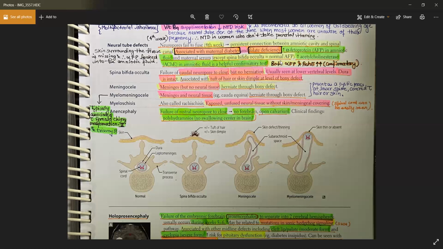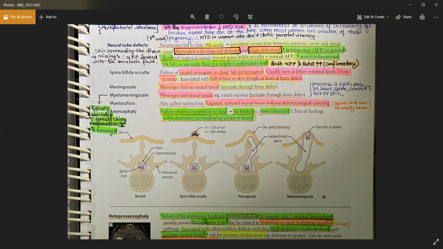Both the alpha fetoprotein and the acetylcholinesterase will be released into the amniotic cavity, in the amniotic fluid. By measuring their levels, you can check whether the patient has a neural tube defect or not. When both the alpha fetoprotein level and the acetylcholinesterase level are high, that means the patient has a neural tube defect. Sorry, it is the esterase, not the acetylcholine, but the acetylcholinesterase, right? So whenever both these markers are high, the patient has a neural tube defect.